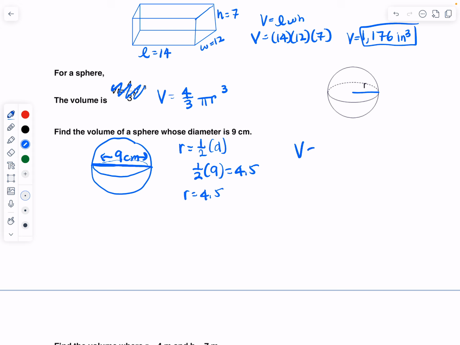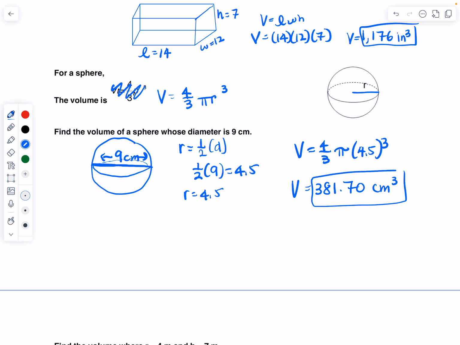Now to find the volume of a sphere, we take 4/3 times pi times 4.5 cubed. So when you do this in your calculator, you're going to take 4.5 times 4.5 times 4.5, then multiply that by pi, then put parentheses 4 divided by 3 end parentheses, and multiply by that. Okay? So volume equals 381.70 centimeters cubed.